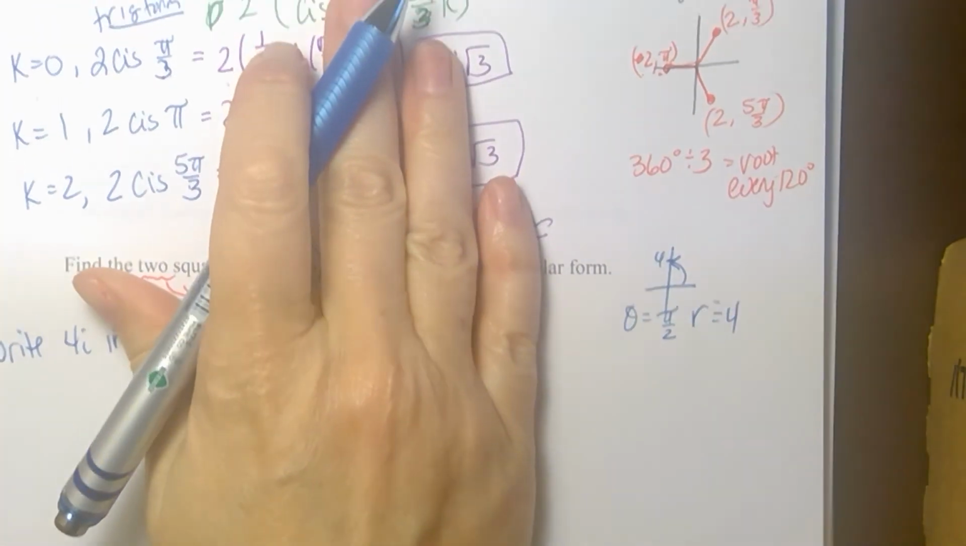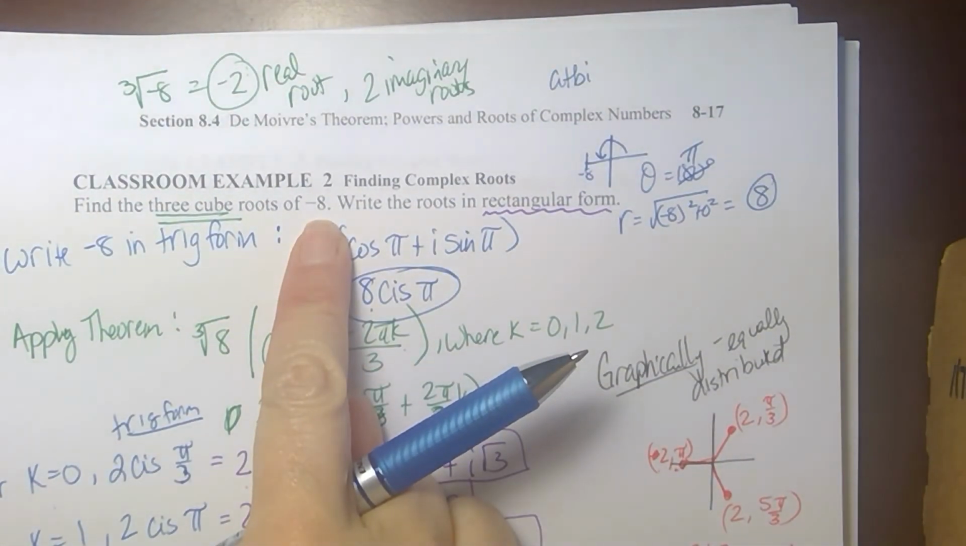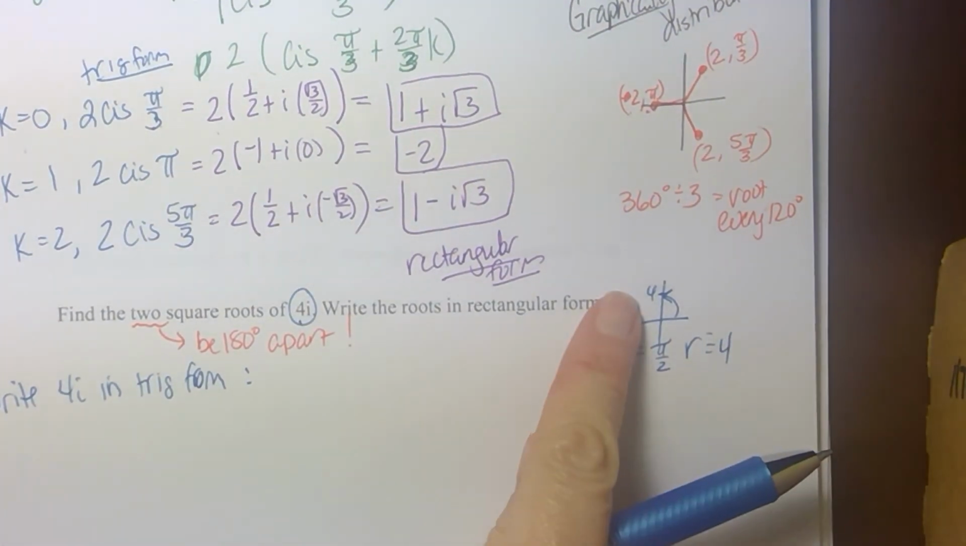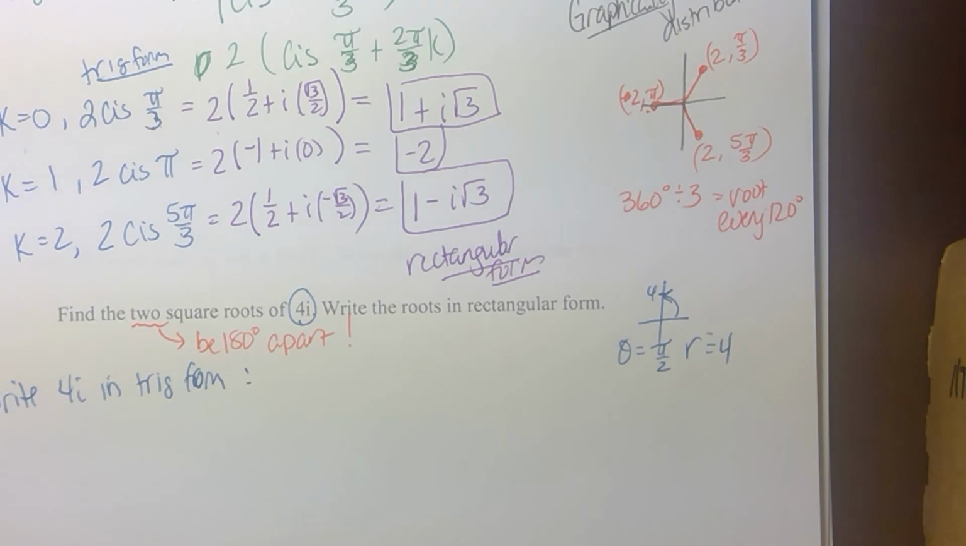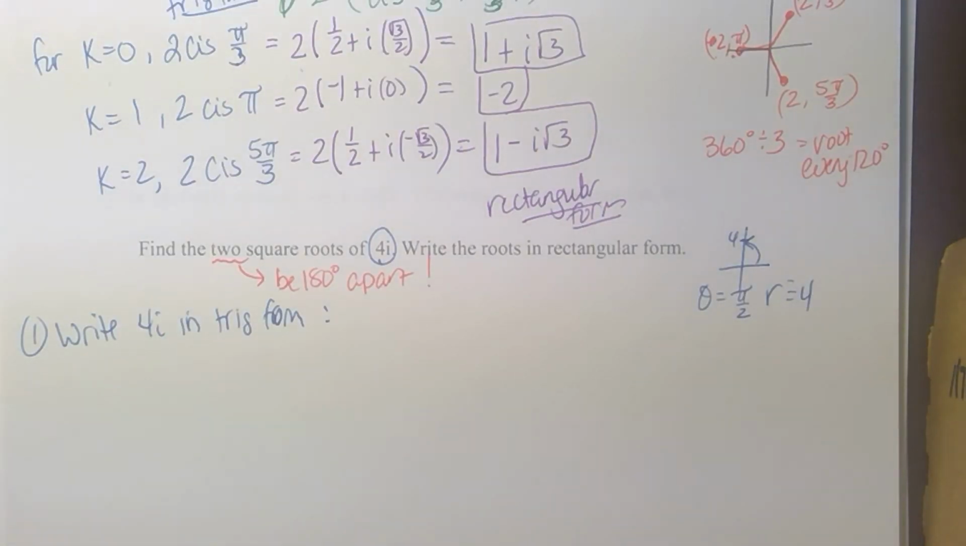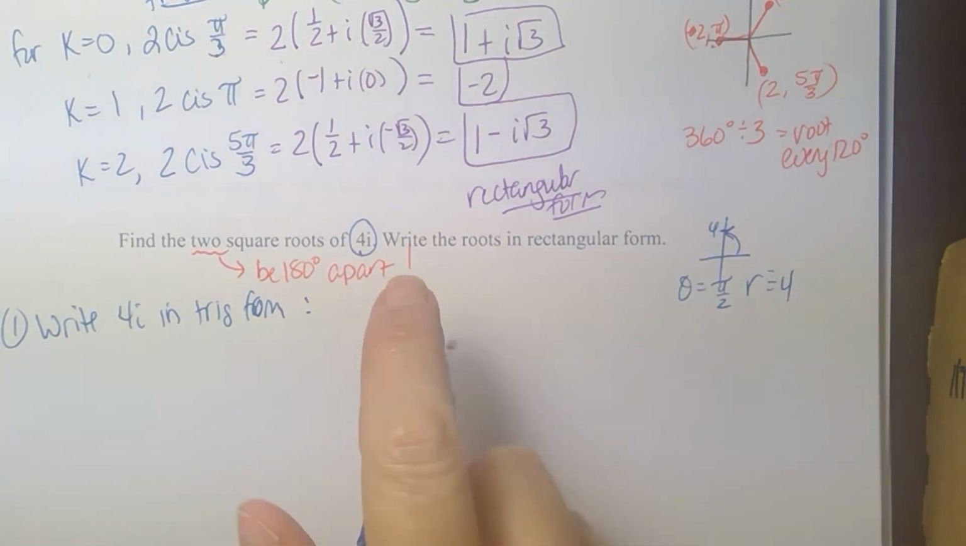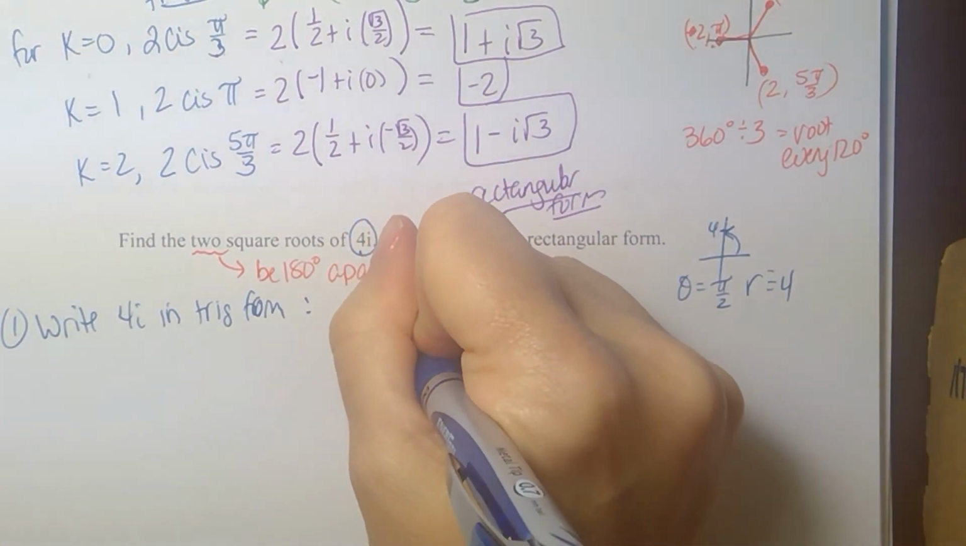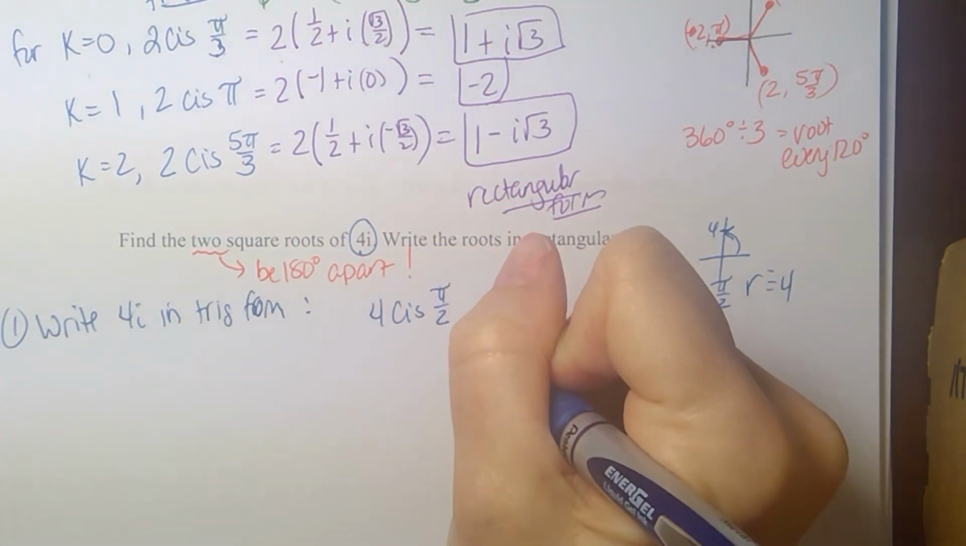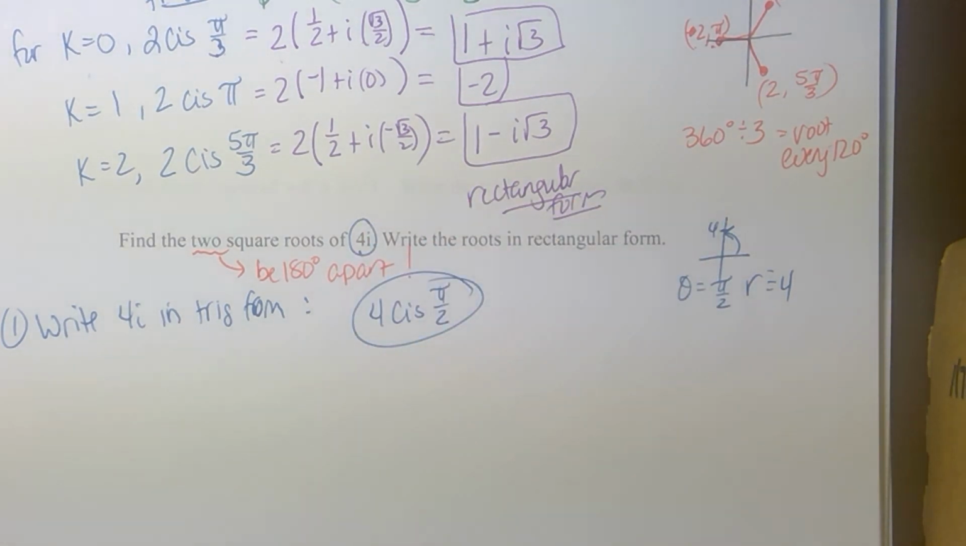Remember that idea of modulus being the absolute value. In the first problem, I had just -8. The absolute value of that is 8. In this problem, I have just 4. The absolute value of that is 4. So in trig form, 4i looks like 4 cis pi half, trig form.